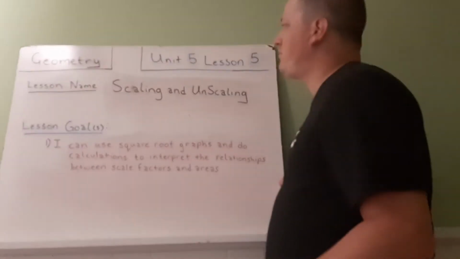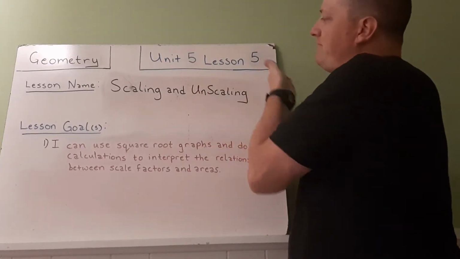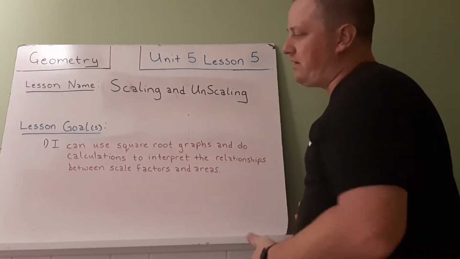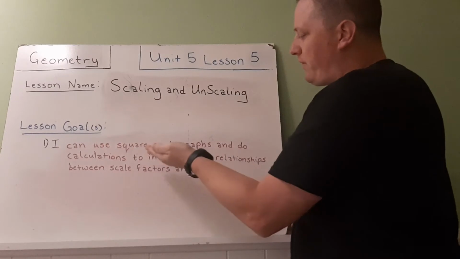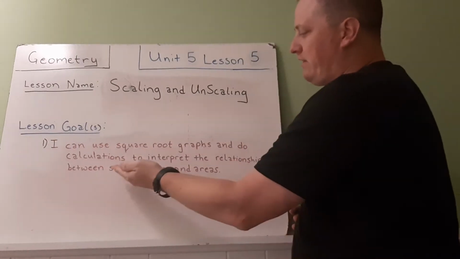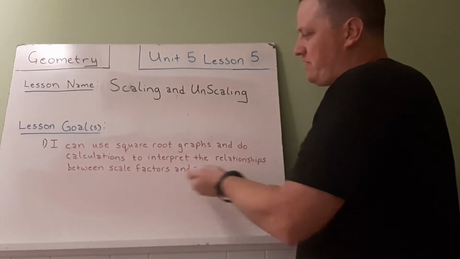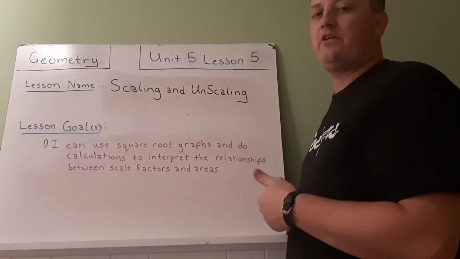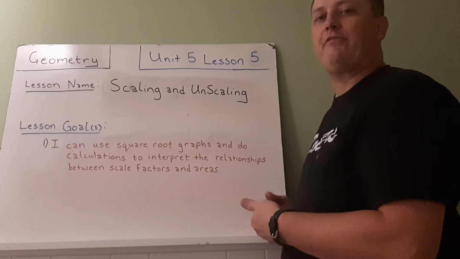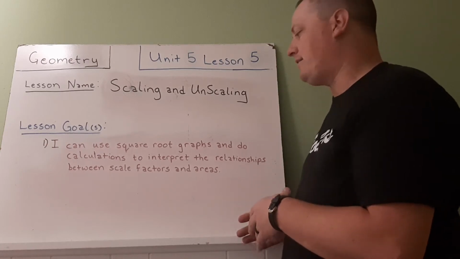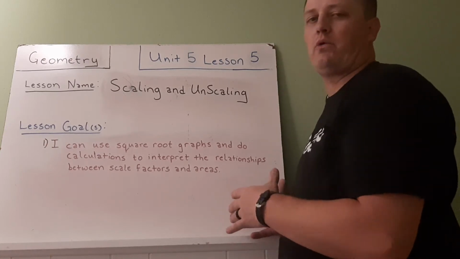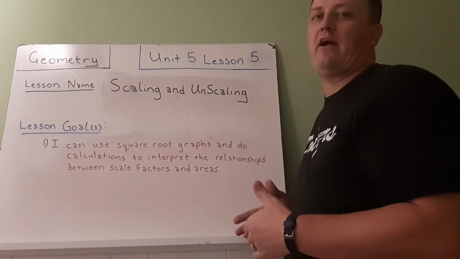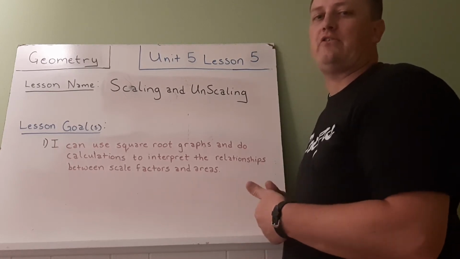All right, geometry students, let's look at Unit 5, Lesson 5, Scaling and Unscaling. So our lesson goals are, I can use square root graphs and do calculations to interpret the relationships between scale factors and areas. So we're going to look at the square root graphs, and we're going to look at the areas, and we're going to see if we can see a connection between those scale factors and the areas using that square root graph.